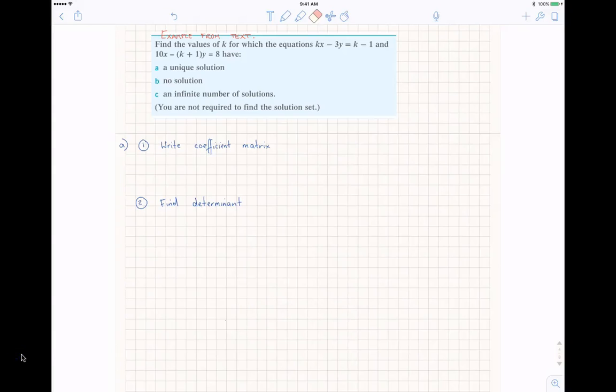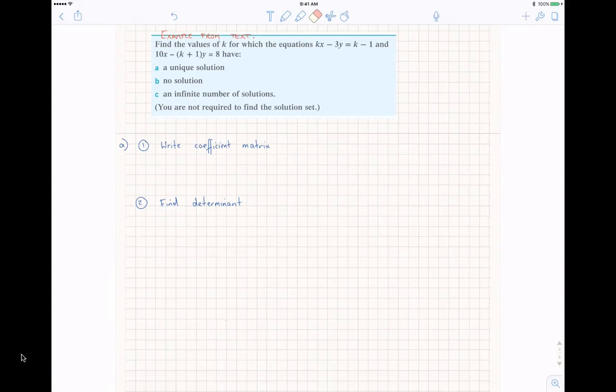So we'll work now through a longer example from the text. In this example, you're asked to find the values of k for the following two equations, where k will allow the two equations to have a unique solution, no solutions, or an infinite number of solutions.